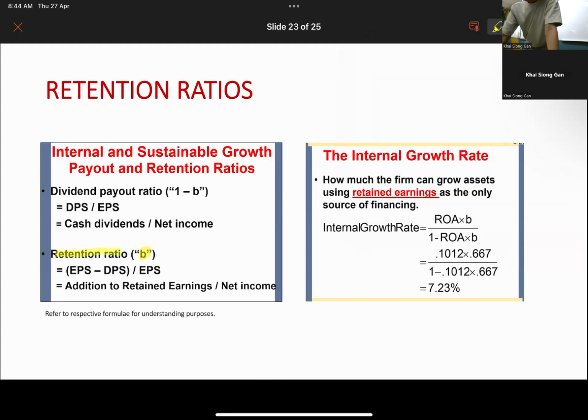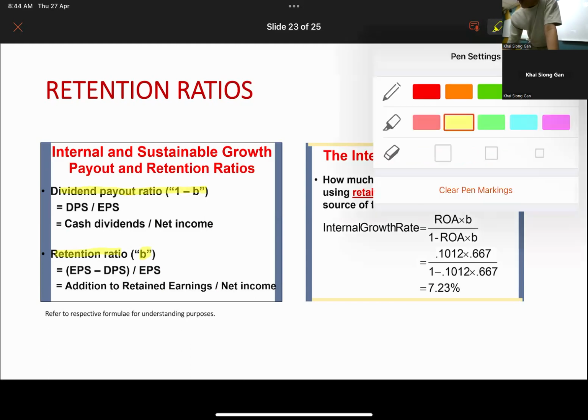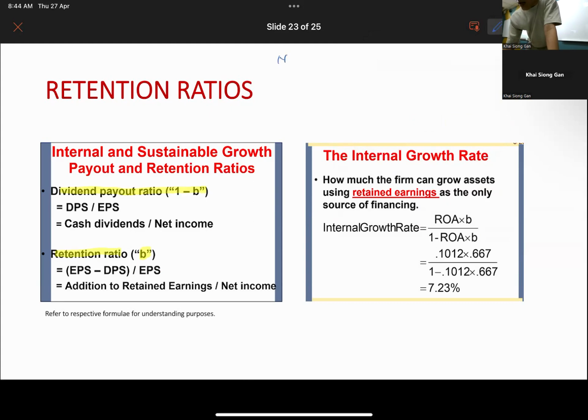If I were to look into the money that's being paid out as dividends, I just use 1 minus b. Dividend payout ratio is 1 minus b. Why is that so? Because this follows the formula that I told you just now. Net income can be used for two purposes: dividends and addition to retained earnings. So the addition to retained earnings is b, because that's what we call being retained in the business. So if I were to find out how much is being paid out, I just use 1 minus b to get the dividend payout ratio.